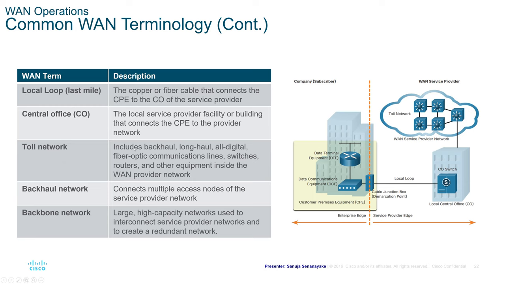Toll networks are networks that include backhaul, long haul, all digital fiber optic communication lines, switches, routers, and other equipment inside the WAN provider network. So remember that the toll networks are within the WAN provider networks, basically the backbone of their network infrastructure, the ISP's infrastructure, that includes the backhaul, long haul, all digital fiber optic communication lines, switches, routers, and other equipment associated with that. A backhaul network connects multiple access nodes of the service provider network, while the backbone network is a large, high capacity network used to interconnect service provider networks and to create a redundant network. So that's what the backbone network is doing, compared to a backhaul network, which connects multiple access nodes to the service provider network.